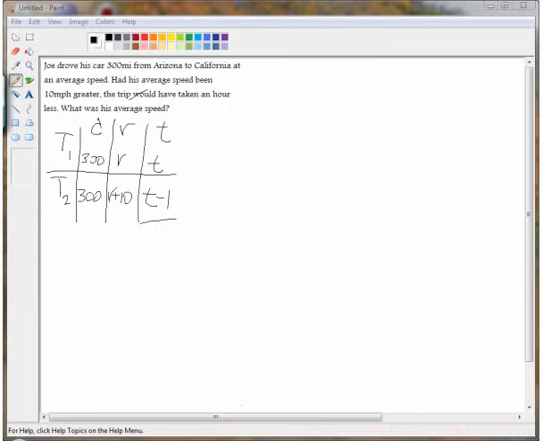Time for a quadratic problem. Joe drove his car 300 miles from Arizona to California at an average speed. Had his average speed been 10 miles per hour greater, the trip would have taken an hour less. What was his average speed?